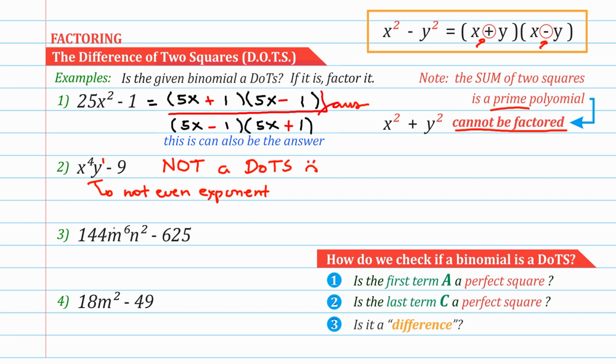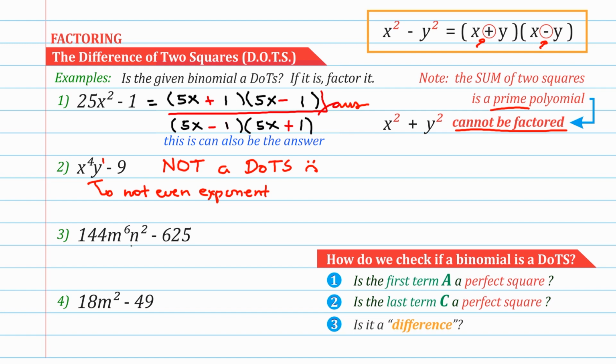Okay, number 3. Let's check. First term, is 144 a perfect square? Kabisado natin, dapat yes. The square root of that is 12. Okay, how about the variable? M to the 6, is this a perfect square? Yes, because the exponent is even.